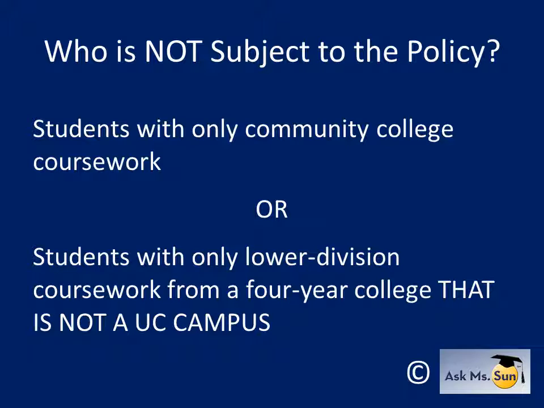Students with only lower division coursework from a four-year college that is not a UC campus will be similarly classified for the purpose of the maximum unit limitation consideration. Let me repeat that for you so it is clear. If you only have lower division coursework from a four-year college that is not a UC campus, you're not subjected to this policy. Now we'll move on to students who are subjected to the policy.